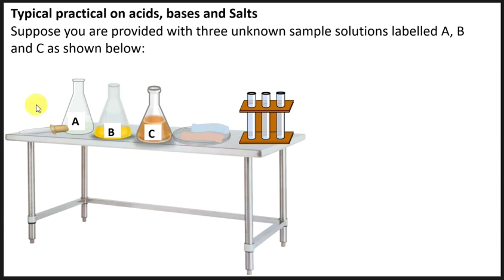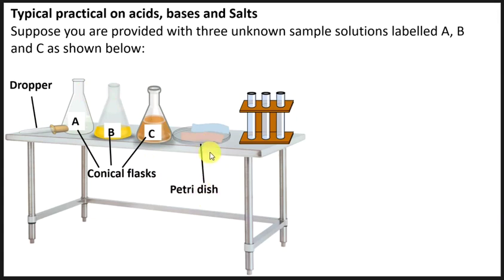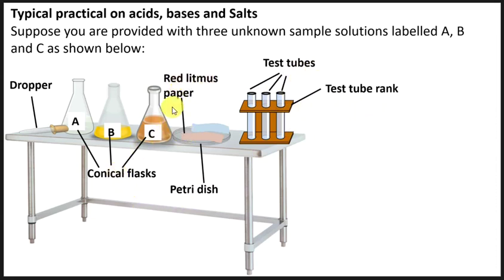This one is a dropper. These are solutions contained in conical flasks. So these are conical flasks. This one is a petri dish like this. These are test tubes, and this one is a test tube rack. This one is a red litmus paper, and this one is a blue litmus paper.